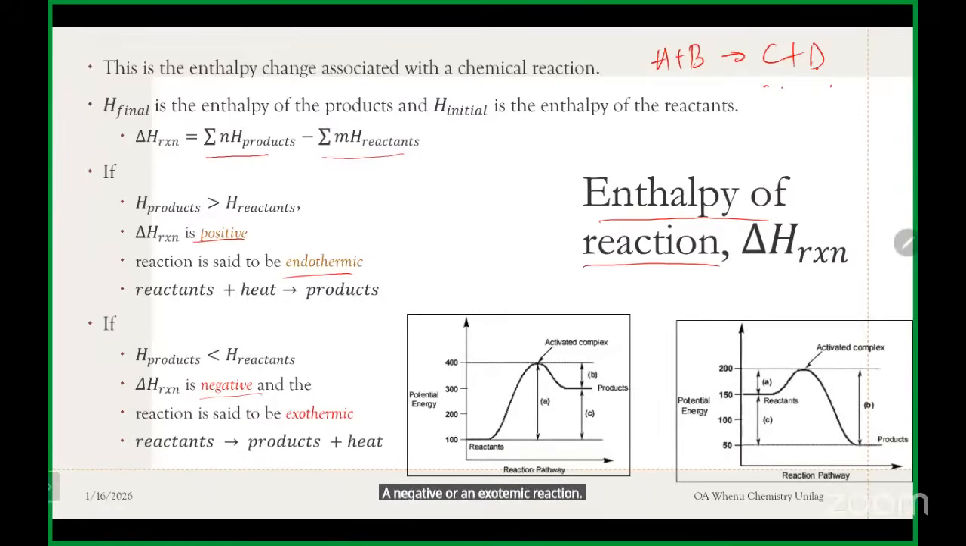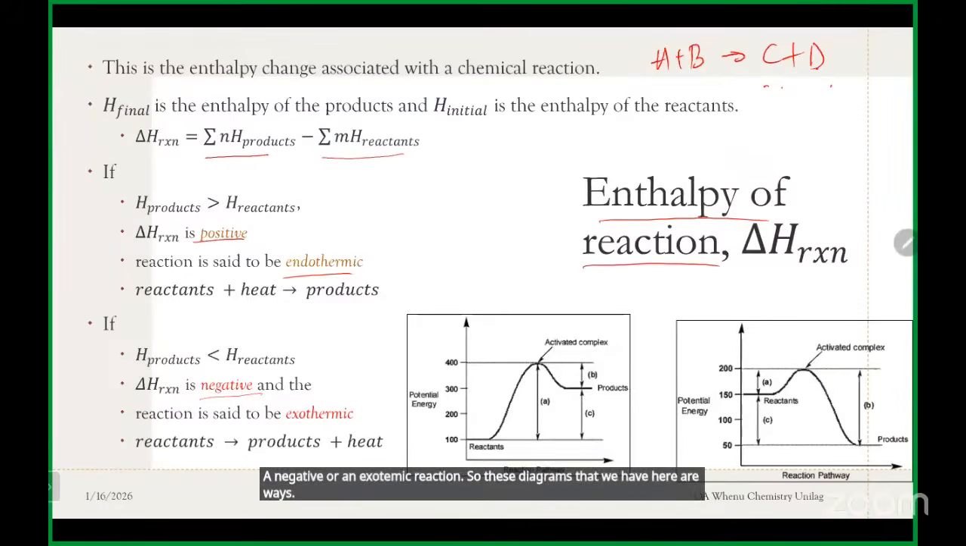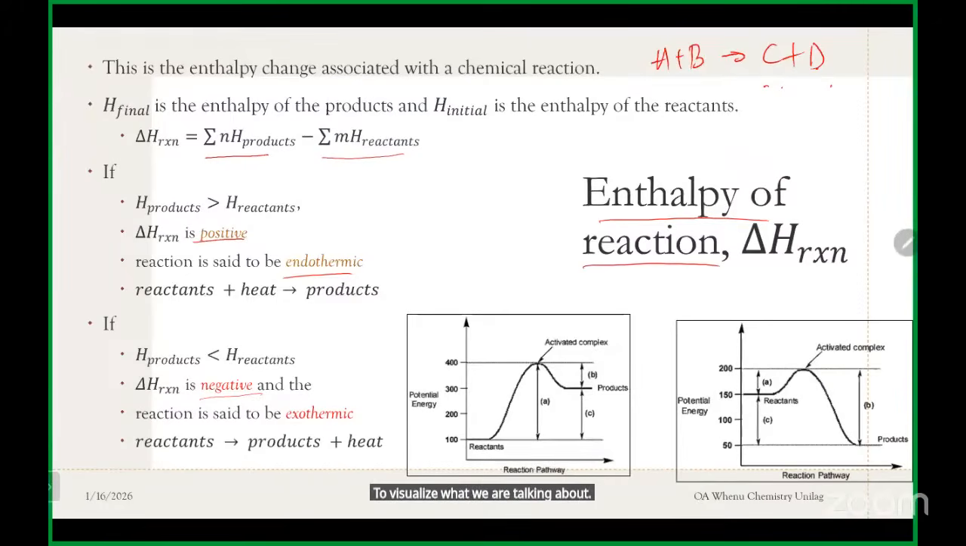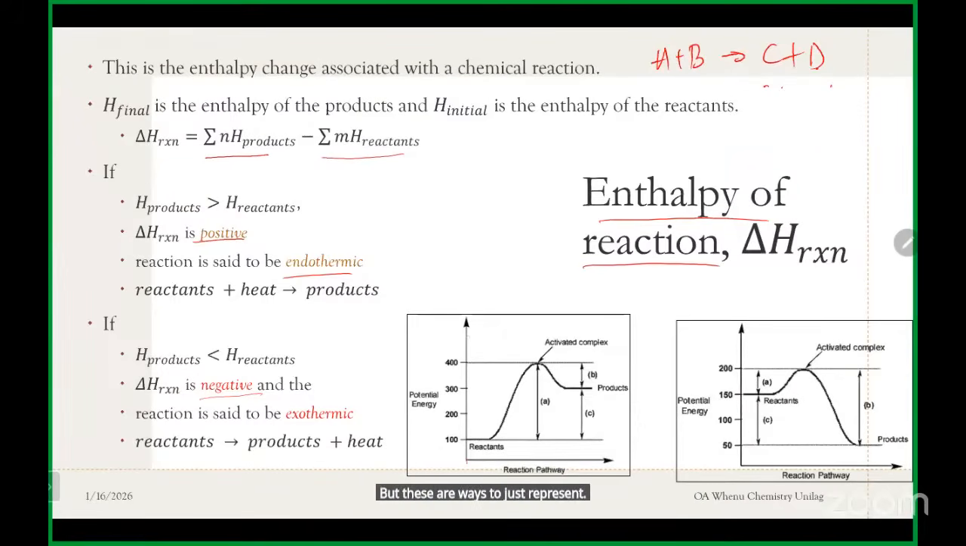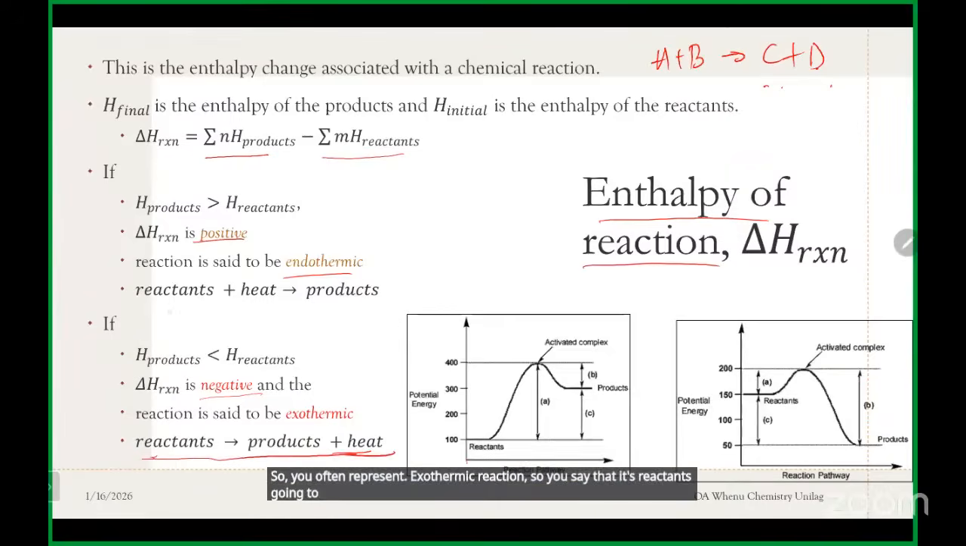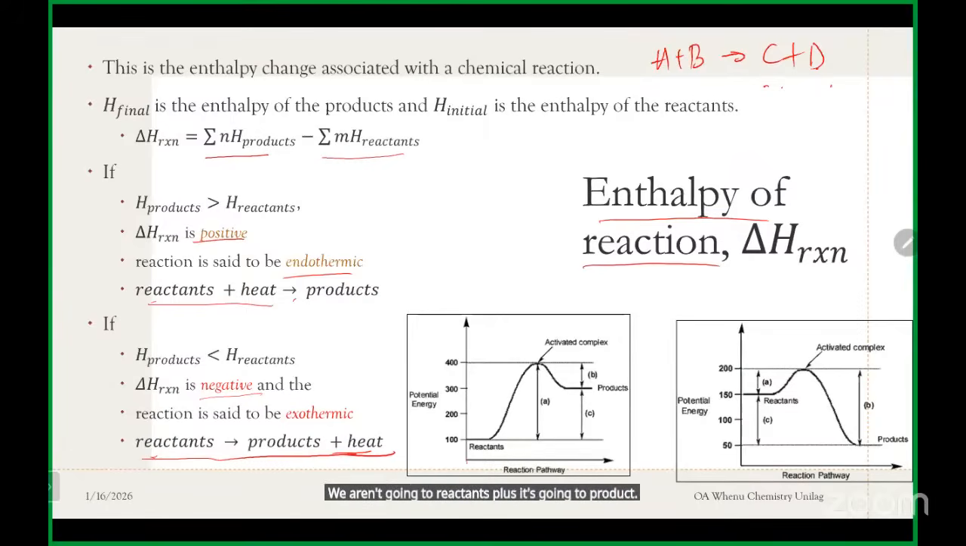So these diagrams that we have here are ways to visualize what we are talking about. It doesn't necessarily mean that that is what the electrons are doing, but these are ways to just represent what we are looking at in a diagram. So you often represent an exothermic reaction as reactants going to products plus heat added, and reactants plus heat going to products for an endothermic reaction.